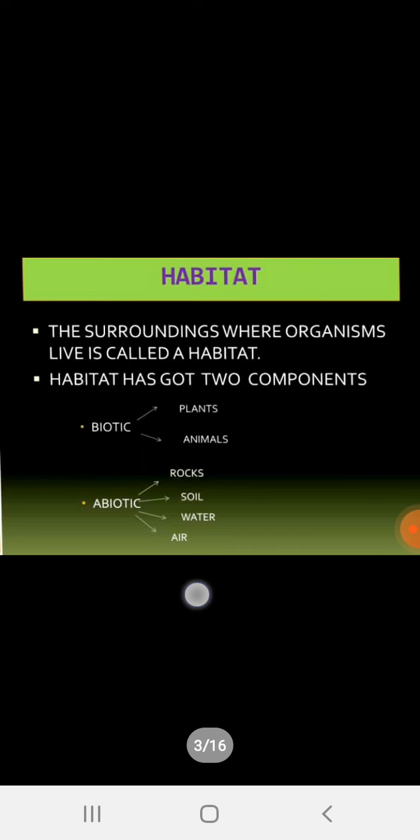Also, we discussed that the habitat where an organism lives has two components, biotic and abiotic. Biotic are the living components, that is plants and animals, and abiotic are the non-living components, that is rocks, water, air and soil.